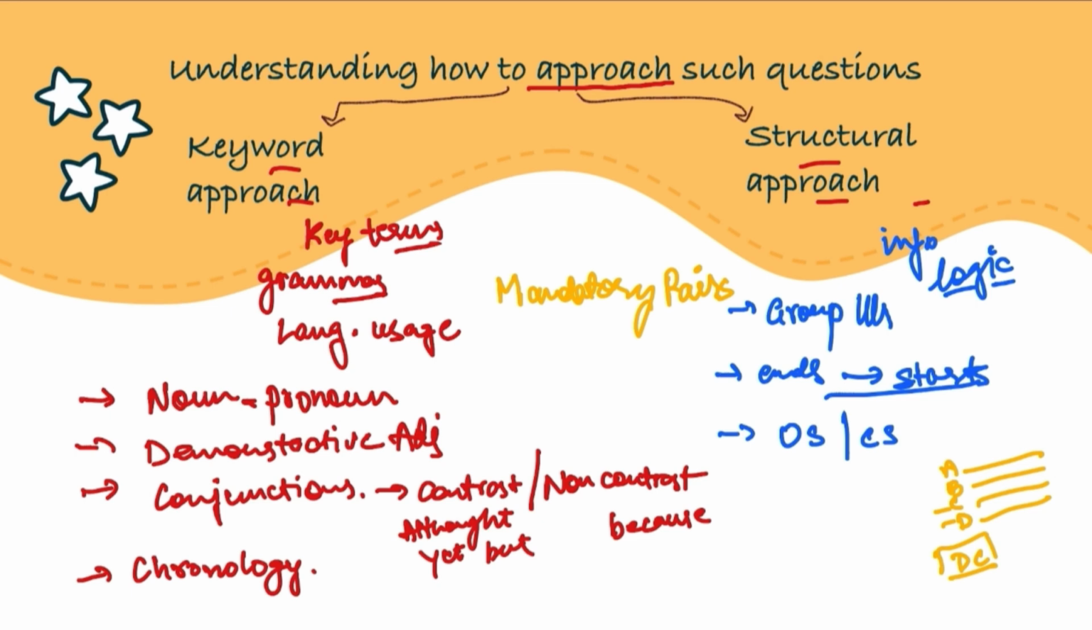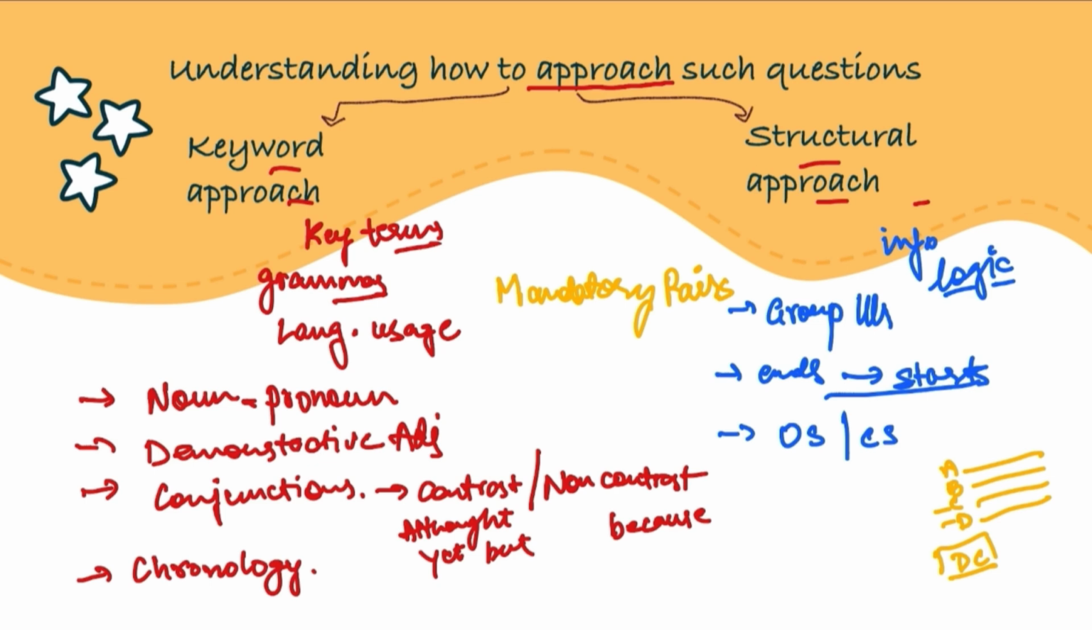You can use it to eliminate options as well. Whatever option does not have D and C together, you can directly eliminate, and it will help you solve the question easily and more quickly, right? So the mandatory pair becomes another important point for us to approach the questions.